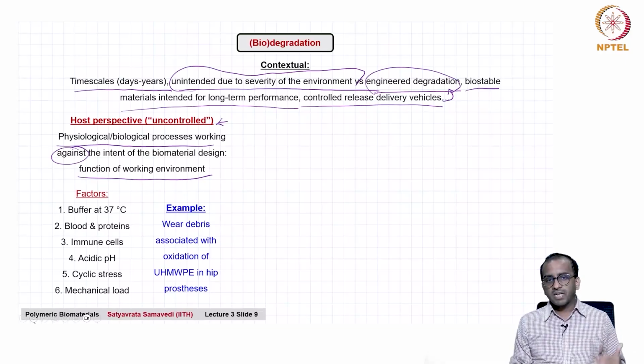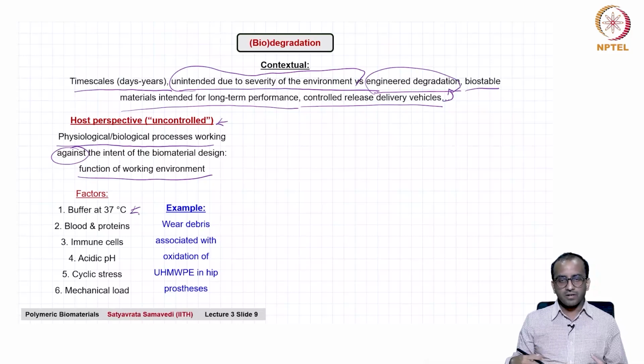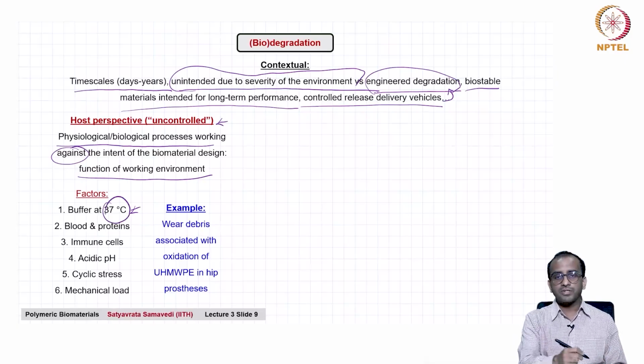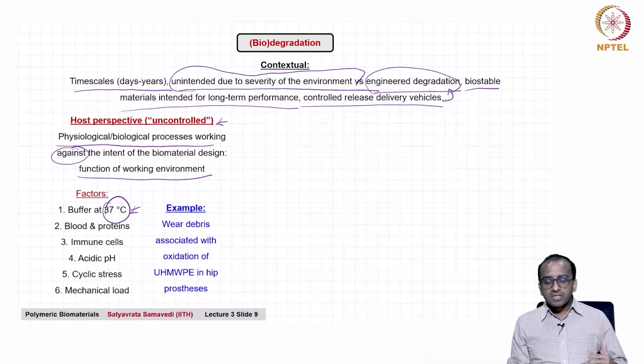Some factors that play a role in determining this include, first of all, we acknowledge that the body has an aqueous buffer, water largely with a bunch of salts at a specific osmolality, operated at 37 degrees Celsius, which is body temperature. Now, that in itself can be a problematic environment for certain types of materials. As you will see later, in certain types of polymers, the glass transition temperature plays a very important role in whether the material will behave like a glass or a rubber, and that glass transition temperature has to be contextualized against the operating temperature of 37 degrees.